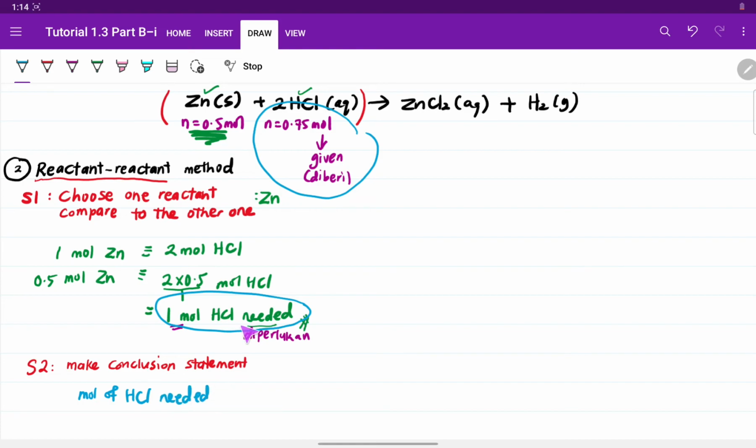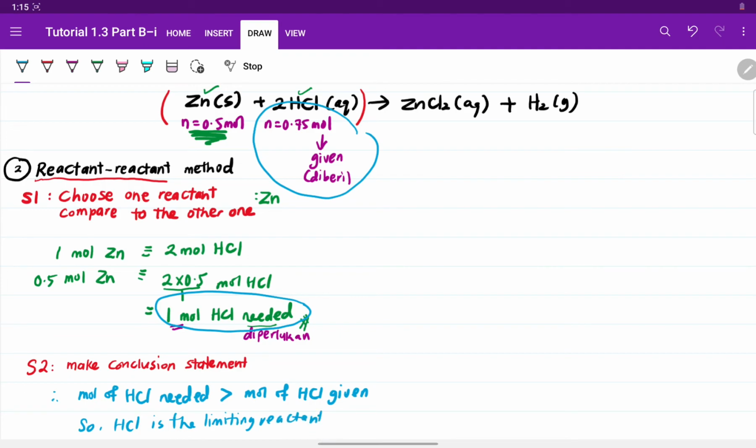Okay. Kurang ataupun lebih daripada yang diberi adalah lebih. More than mol of HCl given. Okay, maksudnya apa dekat sini tadi? Yang diperlukan 1, yang diberi 0.75. Cukup ke tak? Tak cukup. Bila tak cukup, maksudnya HCl adalah awak punya limiting reactant. So, awak akan tulis, so HCl is the limiting reactant.